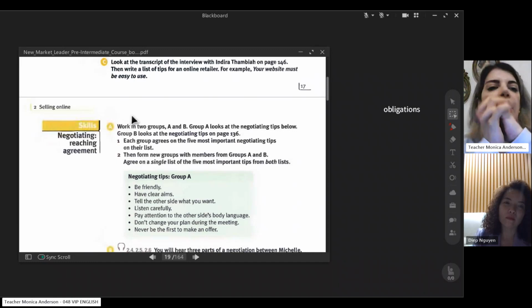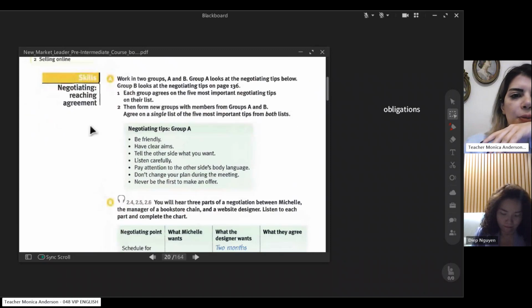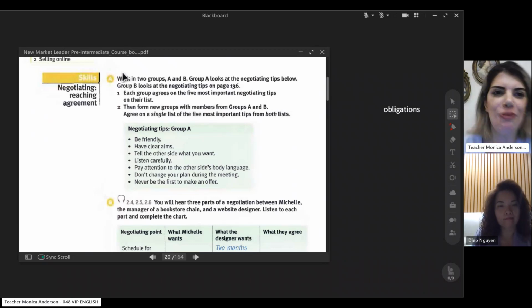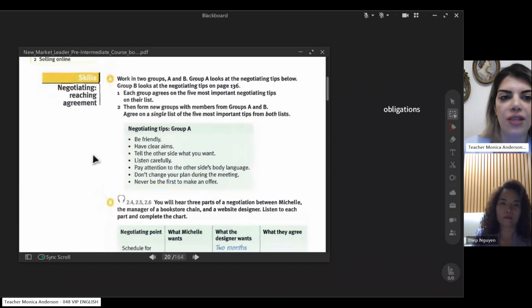Well, let's keep going. Let's talk about this word. We have two groups, so A and B, and some negotiating tips. Each group agrees on the 5 most important negotiating tips on the list. Then form new groups with members from each group. So we agree on a single list.